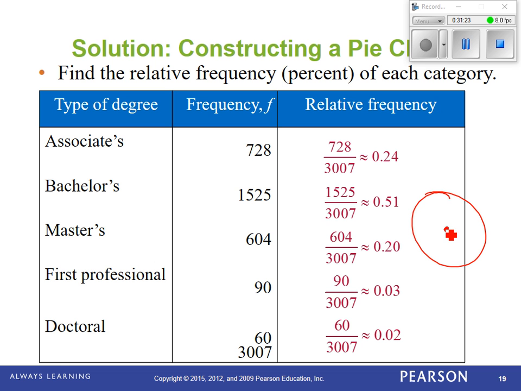The first one I would do is this one, because that's about half, right? So I'd probably do something maybe like that, that's close enough. And that's our bachelor's. Write that in there and put 51%. Then maybe go to this one, that's about 24%, that'd be almost a right angle, so maybe something like that. That's our associates, and that's 24%.